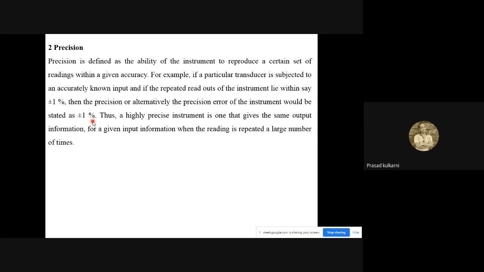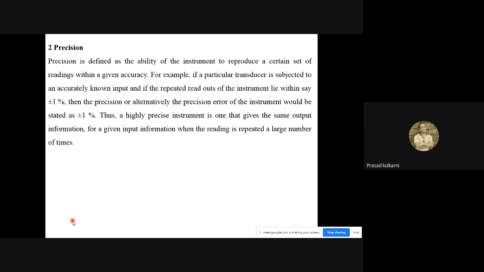Once again I am reading this definition. Precision is the ability of the instrument to reproduce a set of readings within a given accuracy. In other words, we can call it repeated accuracy. In short, repeated accuracy can be called precision.